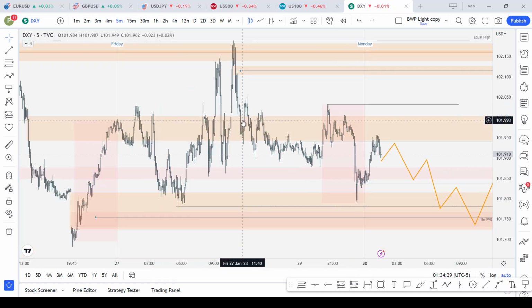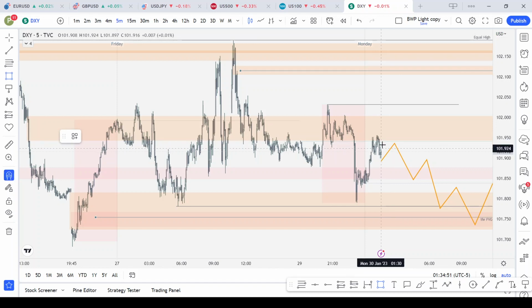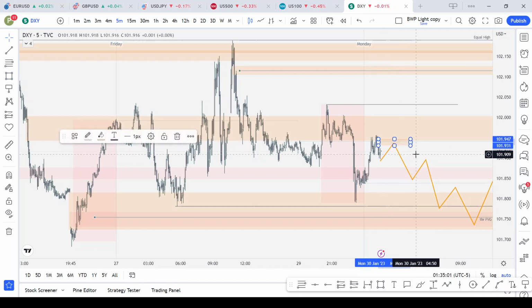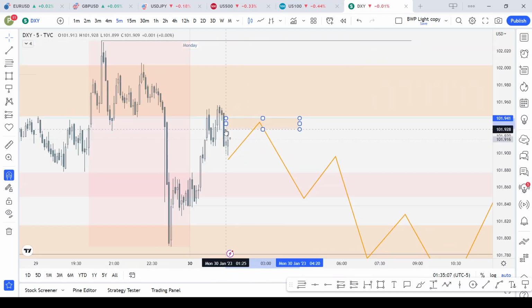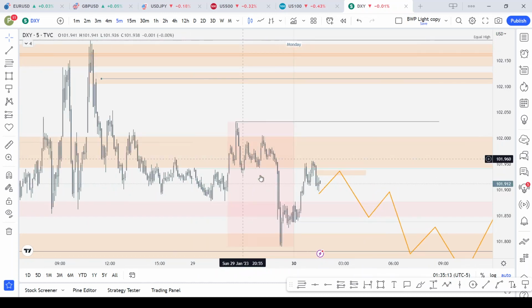So on the 5 minutes, I think this low is very likely going to be taken. This fair value gap, I expect that it should hold price. So right now a long on EUGU is more probable. This fair value gap should hold price.